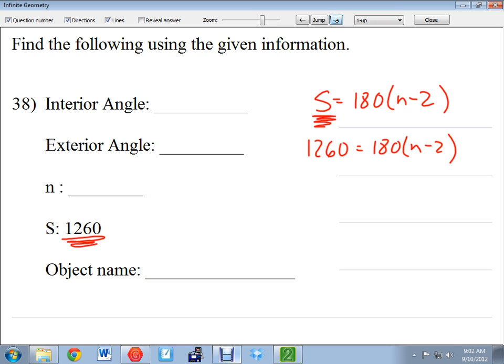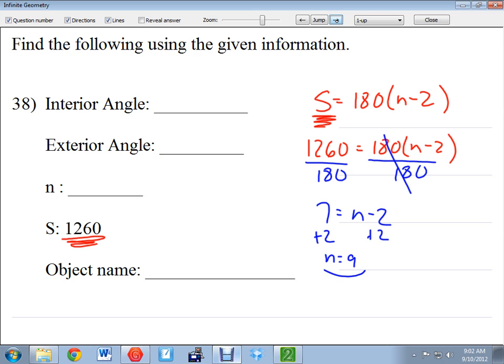Using a little algebra, we can find n relatively easily by dividing both sides by 180. We would then find that 1260 divided by 180 is going to be 7. So we'd have 7 is equal to n minus 2. But that's not what n is. We'd have to add 2 to both sides, so n would be equal to 9. So this is a 9-sided object. If we have a 9-sided object, its name is obviously a nonagon. So we can go ahead and write that down.